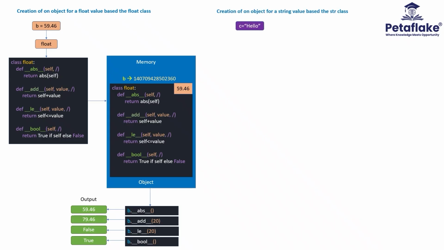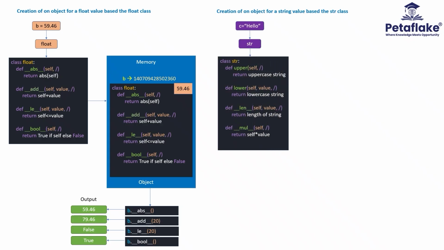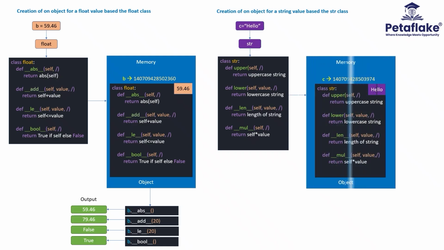Similarly, when we create a variable c equal to hello, then Python automatically identifies the data type class for the given value as string. Based on the string class, an object will be automatically created in the memory and the value hello will be stored in the object's memory. We can use the string object created in the memory by executing the methods available in the string object according to our requirement. The upper method is used to convert the object string value to uppercase.